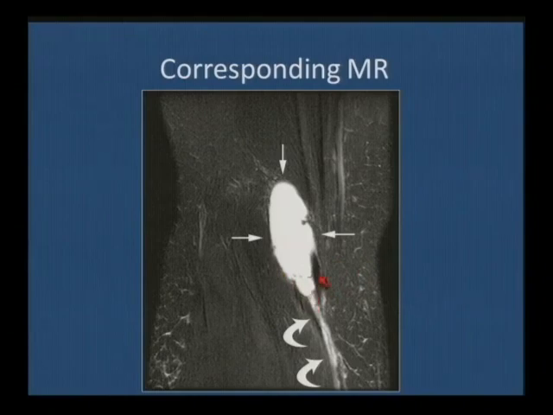And here's the corresponding MR on this patient. Here's the coronal MR, here's the Baker's cyst, here's a lot of edema and soft tissue irregularity inferiorly at the tail. So that's a ruptured Baker's cyst.